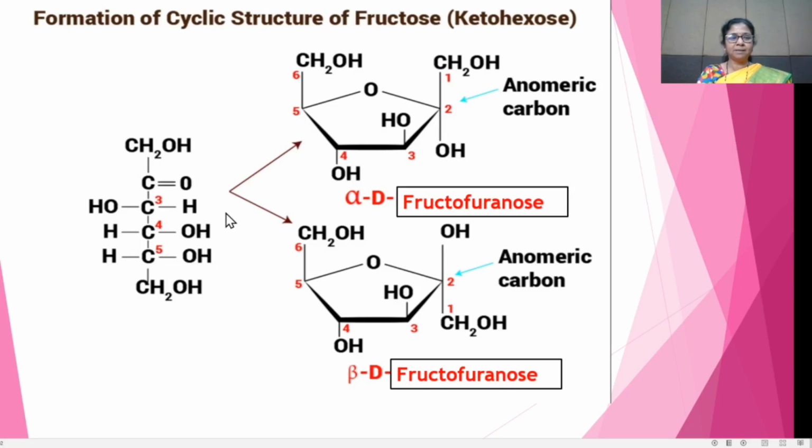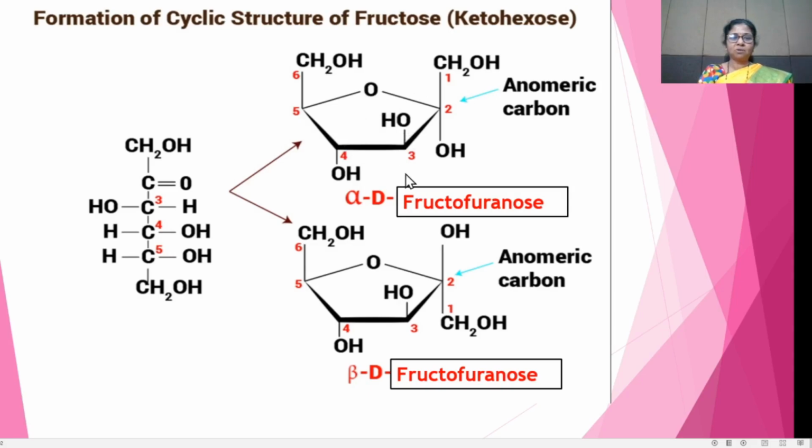The ring takes place at carbon numbers 2 and 5, and therefore the formation of a 5-membered ring takes place. In this ring there are 4 carbon atoms, see here 1, 2, 3 and 4, and 1 oxygen atom. And this type of ring is called furan.